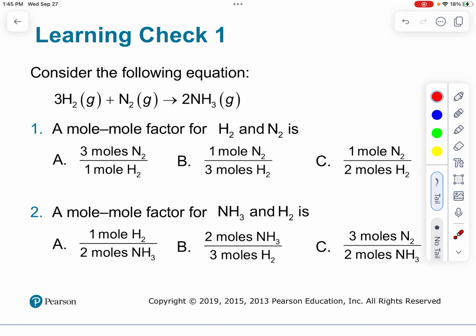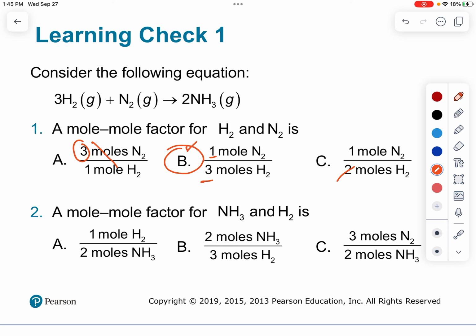So let's look at this reaction. This is called the Haber process. It's how ammonia is made industrially. 3 moles of hydrogen react with 1 mole of nitrogen to make 2 moles of ammonia. Which of these factors is appropriate? Well, this one is not right because 3 is not a coefficient for nitrogen. This one is okay because we have a coefficient of 1 for the nitrogen and a coefficient of 3 for hydrogen. And this one is not okay because of the 2. So the answer is B.